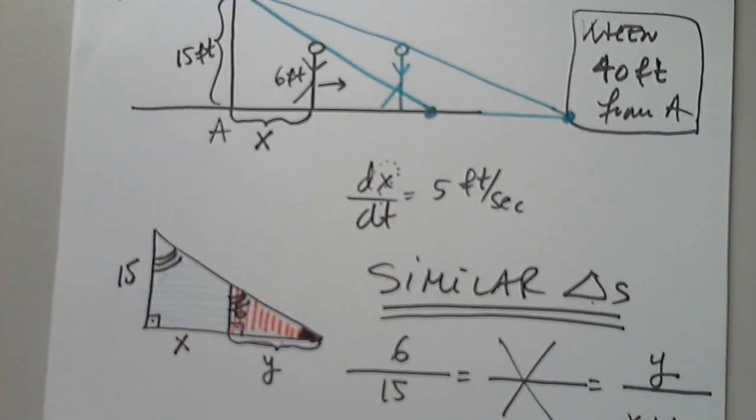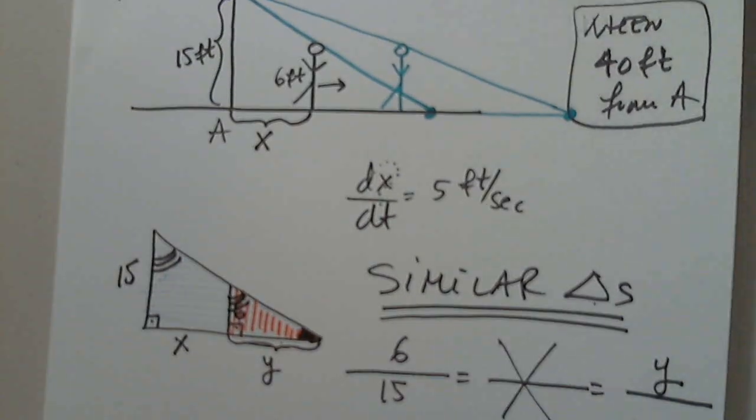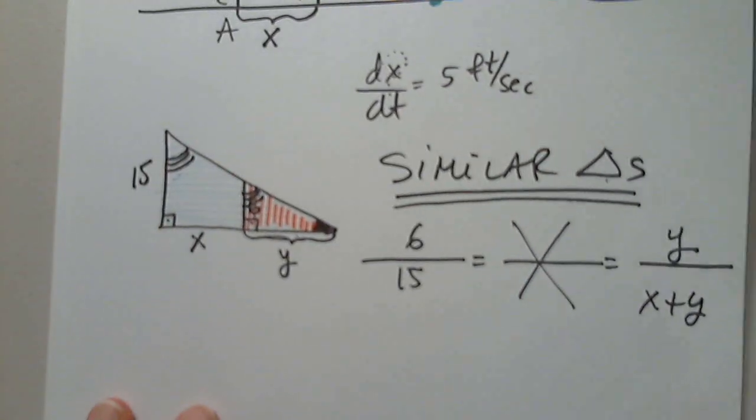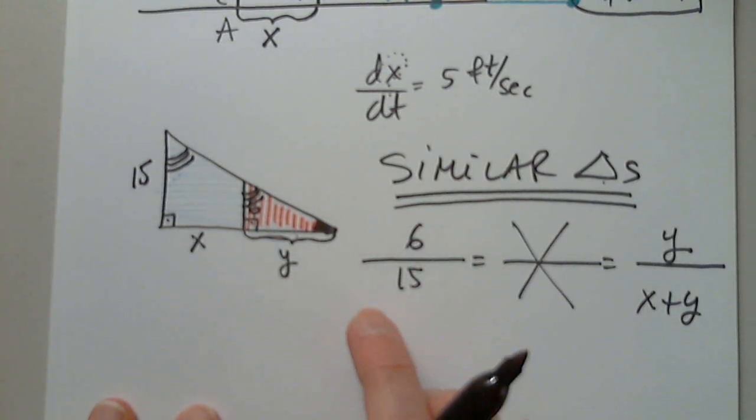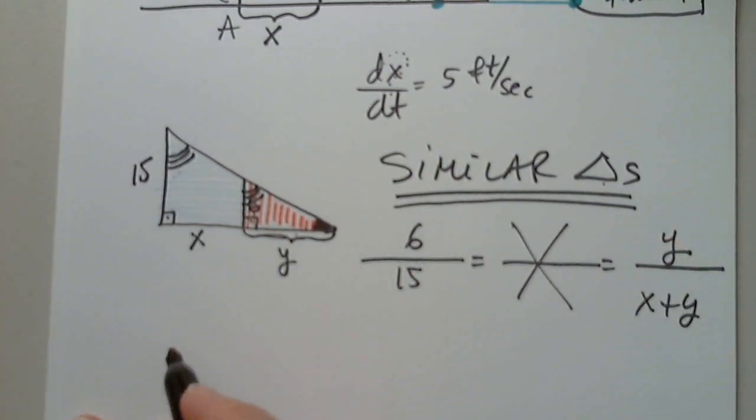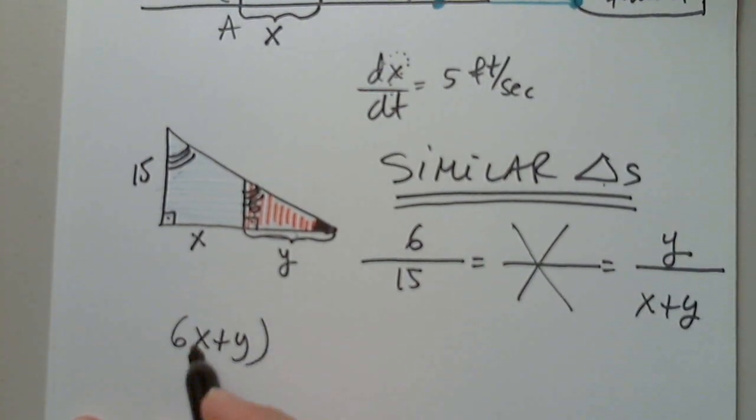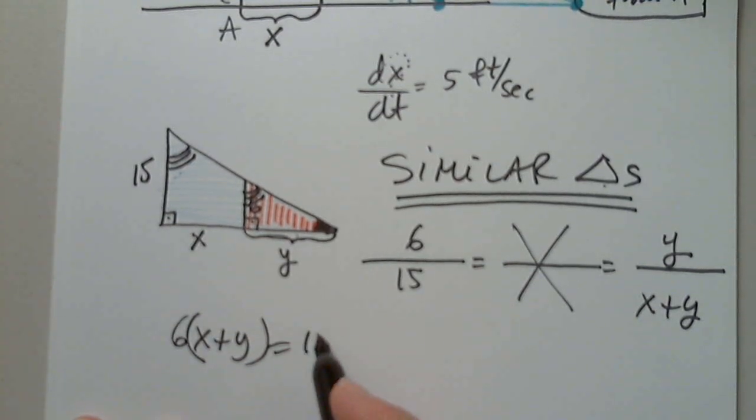Good. Perfect. So now from this relationship, we can cross multiply. 6 times this equals this times this. So 6 times (x plus y) equals 15y.